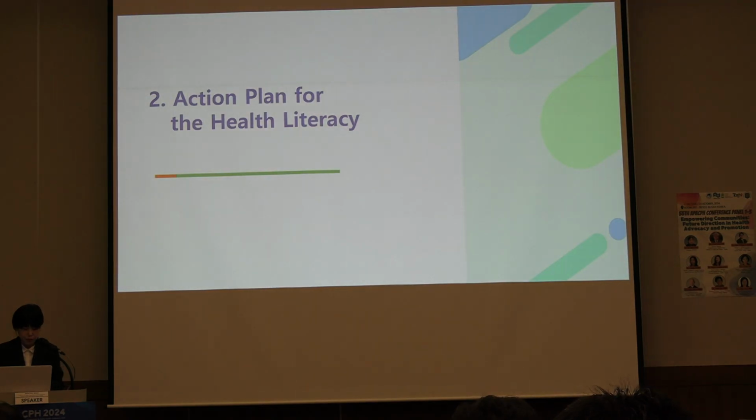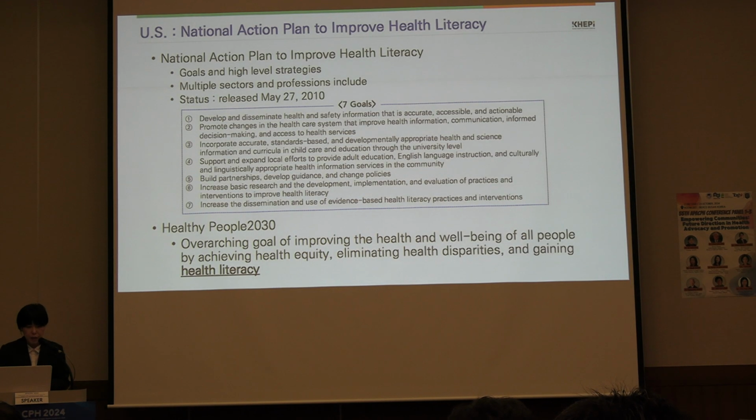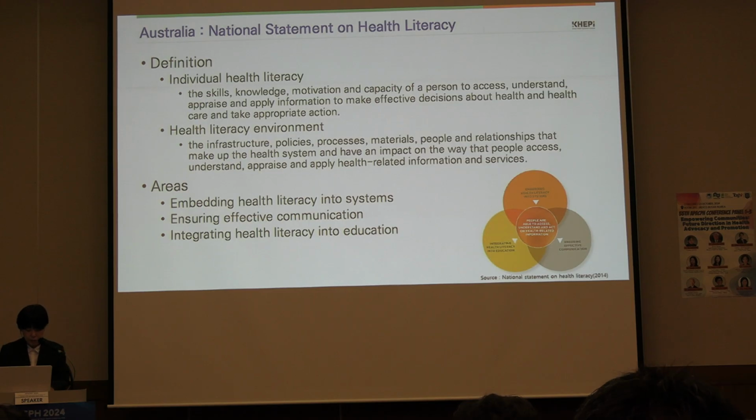Let's look at the action plans for health literacy in other countries. The US has a national action plan to improve health literacy with 7 goals. You can see the screen. In Healthy People 2030, they have also been involved with health literacy. Australia has an action plan with a definition and 3 areas. One is embedding health literacy into systems, and the second is ensuring effective communication, whether print, internet, or electronic information. The third is integrating health literacy into the education system.